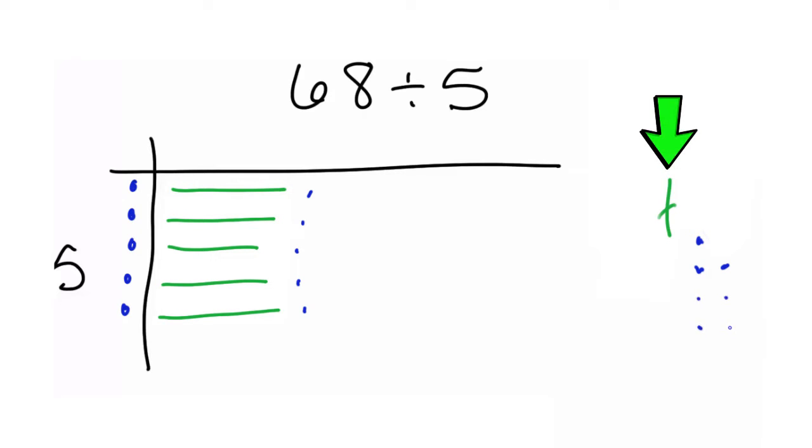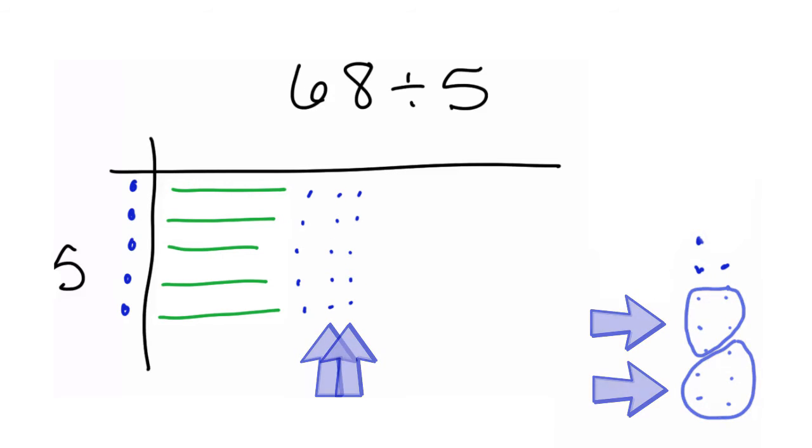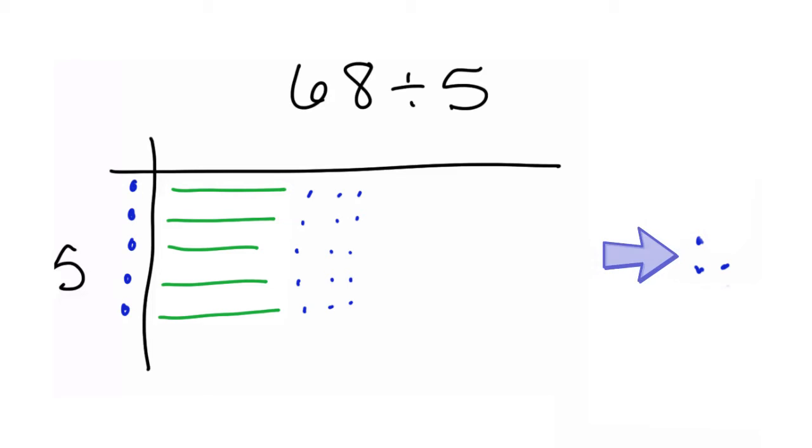Cross out the 1 remaining line and replace it with 10 dots. Evenly distribute those 10 dots into the 5 groups. Notice that there are 3 remaining dots. Since they cannot be divided evenly into 5, they are the remainder.